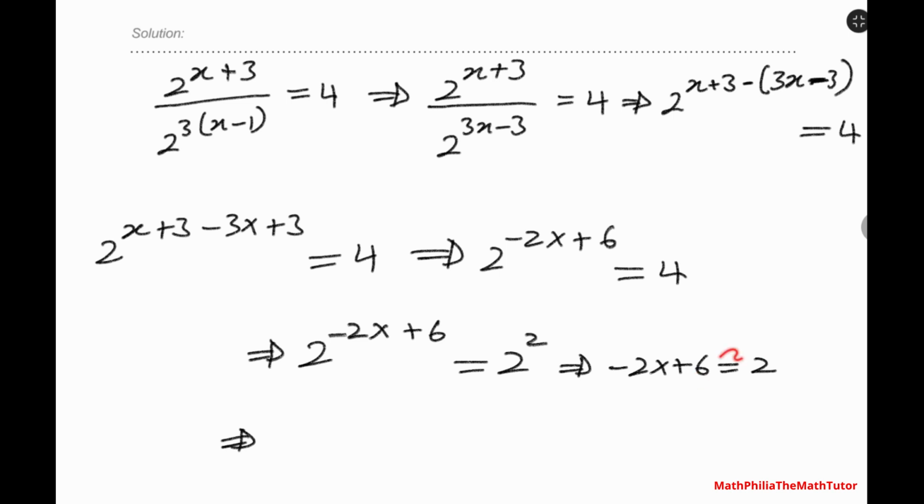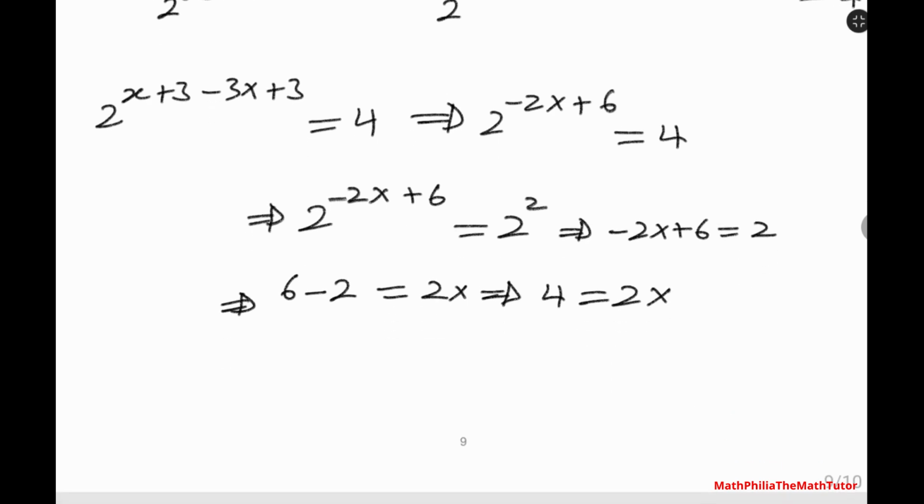Now, it is up to you. You can just move this here and then divide all, but I just want to move negative 2x to the right hand side so that the sign can change to positive. So we have 6. If we take positive 2 to the left hand side, it changes to negative 2. And then negative 2x to the right hand side changes to positive 2x. Let's continue here. 6 minus 2 is just 4. This is equal to 2x.